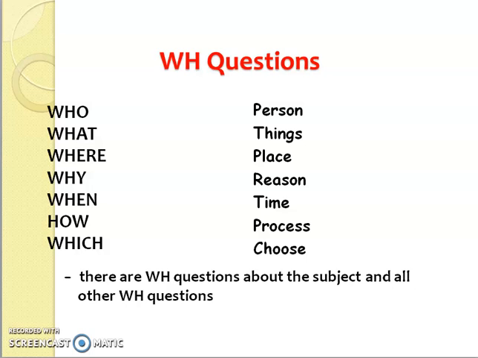WH questions. Who, what, where, why, when, how, which. We know that who is used for a person, what is used for things, where is used for places, why is used for reason, when is used for time, how is used for processes, and which is used for choice. There are WH questions about the subject and all other WH questions.